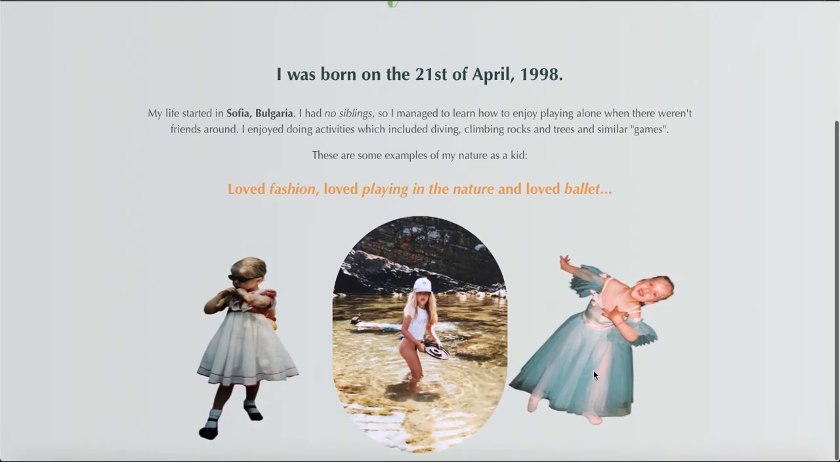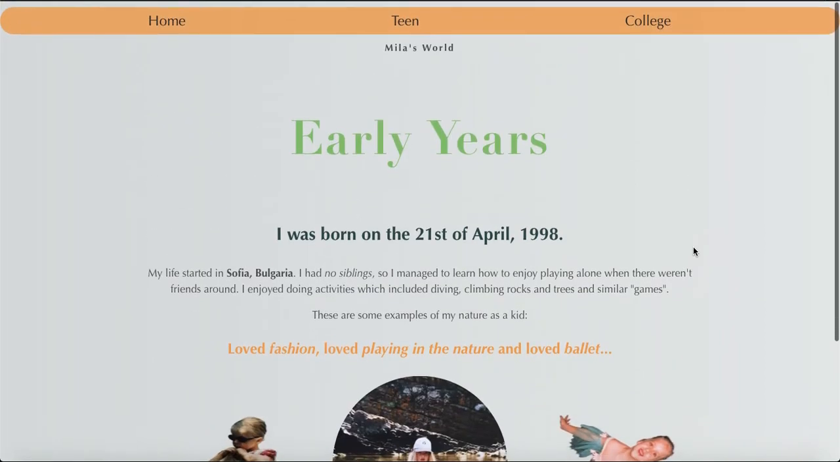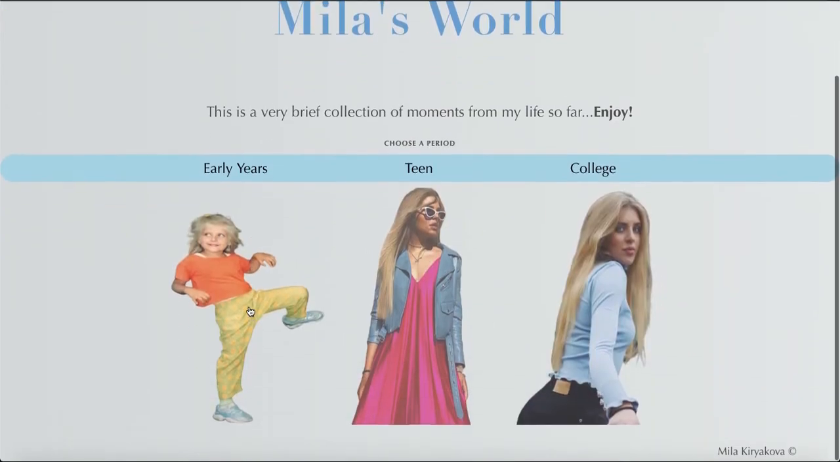And these pictures kind of fit the nature of my character's childhood. Loved fashion, loved playing in the nature, and loved ballet. That's pretty much it. Again, this is a three-column table. And yeah, here I play with the colors. I wanted them to be exactly like my clothes here.